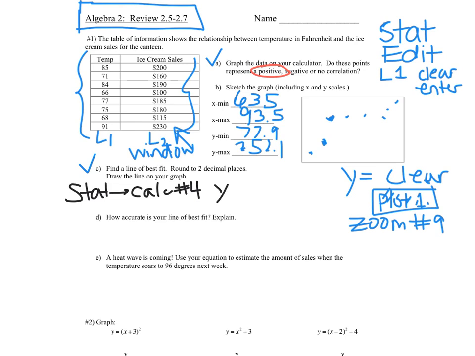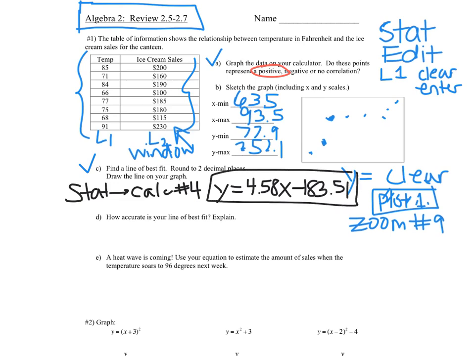So here's our equation of our line. Y equals 4.58x minus 183.51. Now, if you did not get that as your line, then something wrong happened where maybe your values are wrong in your list. So you need to go back to Stat Edit and check your list to see if you inputted something in wrong.